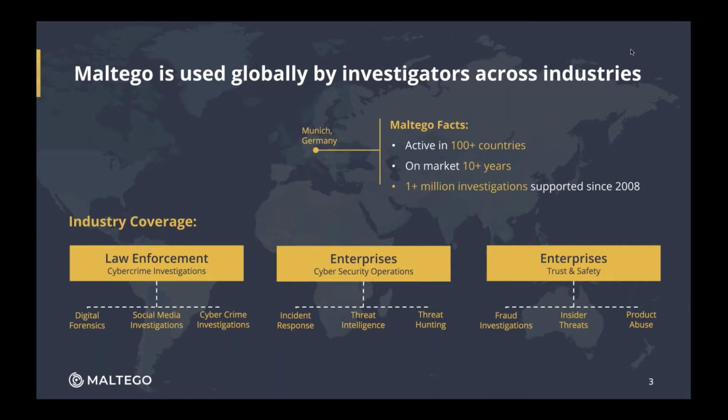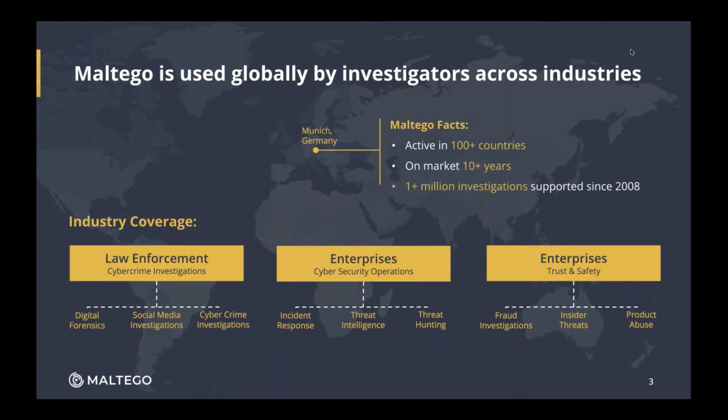So Maltego, as you maybe can tell from my accent, is located in Munich, Germany. With our product, we are by now active in over 100 countries, on the market for over 10 years, and we have supported over 1 million investigations since 2008. Looking at the industries where Maltego is used, on the one hand it's law enforcement, especially cybercrime cases.